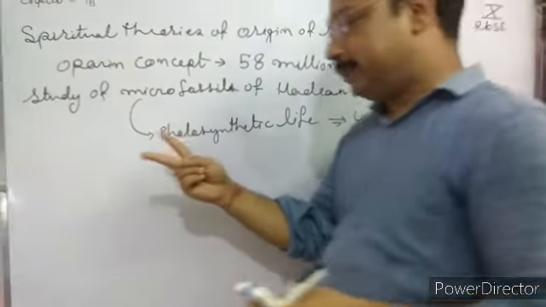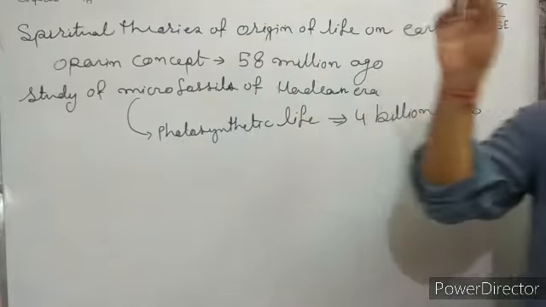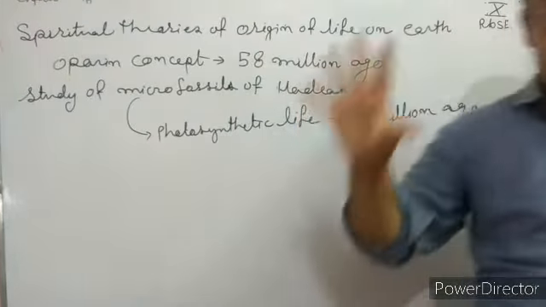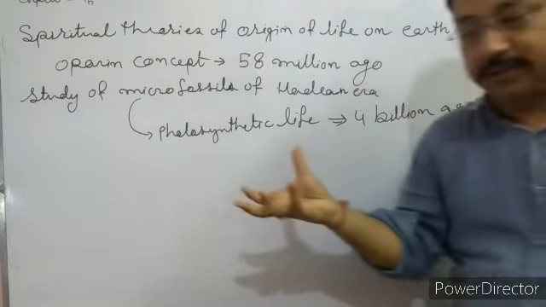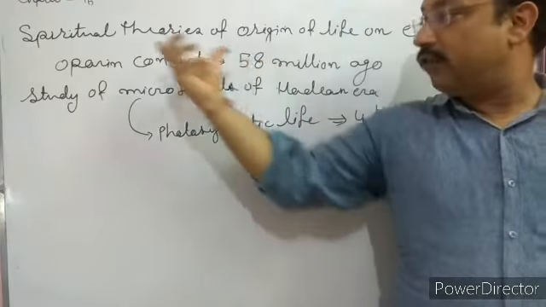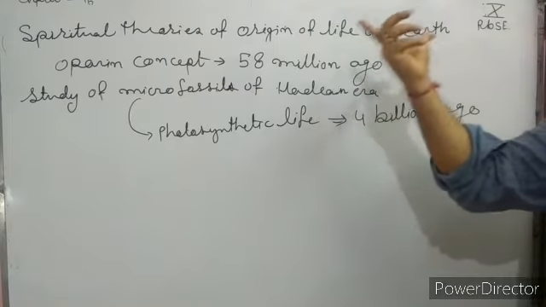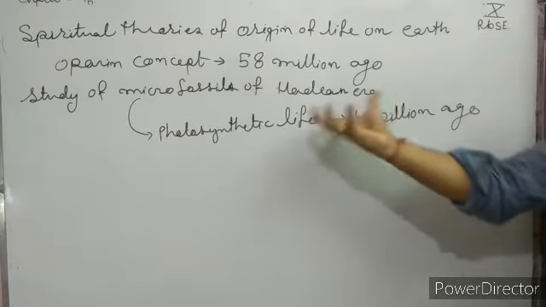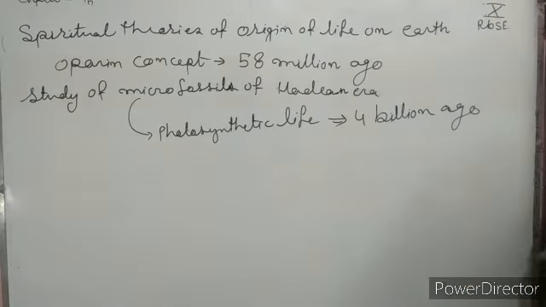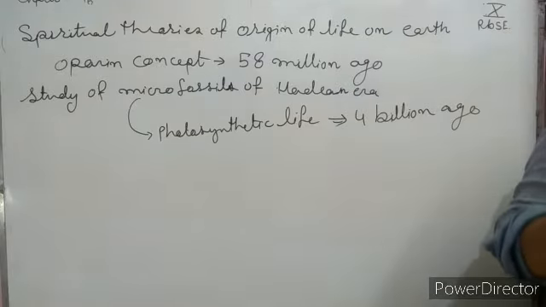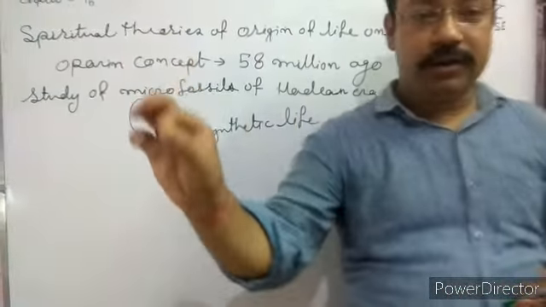Second, in Oparin's concept it is said that there was a reducing environment, a reducing nature of the atmosphere. But modern research shows that at that time oxygen rich compounds were present. So the reducing nature concept is not acceptable. The third is related to the timing of the development of life. According to Oparin's concept, life was created 58 million years ago. But modern studies show that photosynthetic life, that means living organisms, was present more than 4 billion years ago. So these are the three main objections creating a question mark on Oparin's concept of development of life.